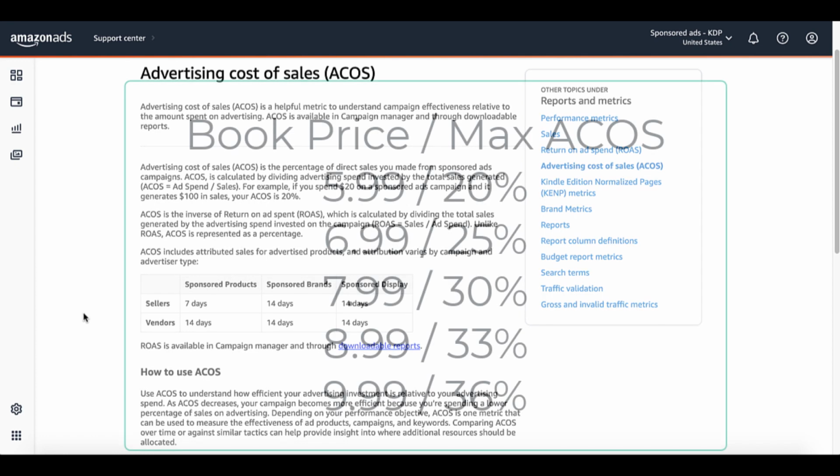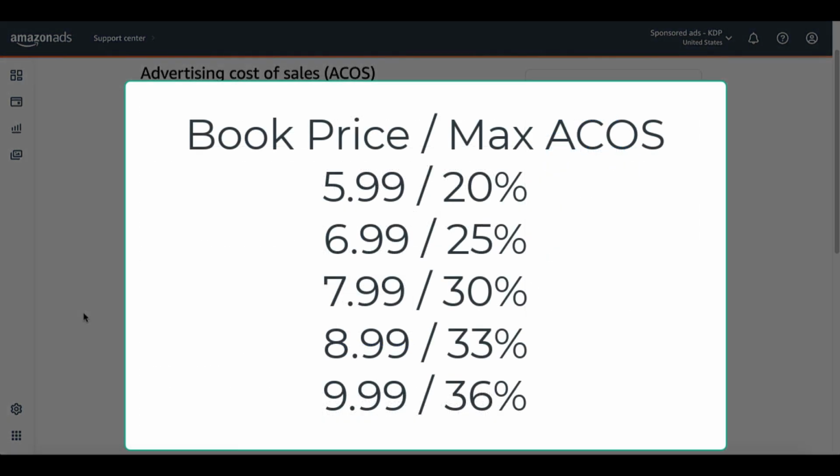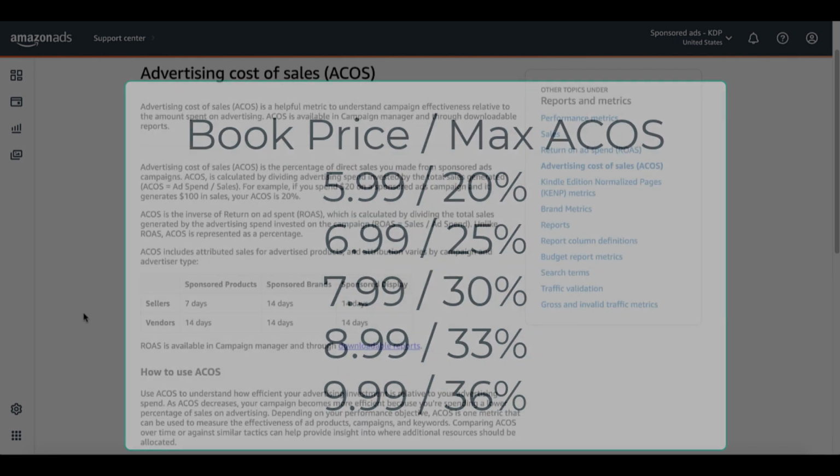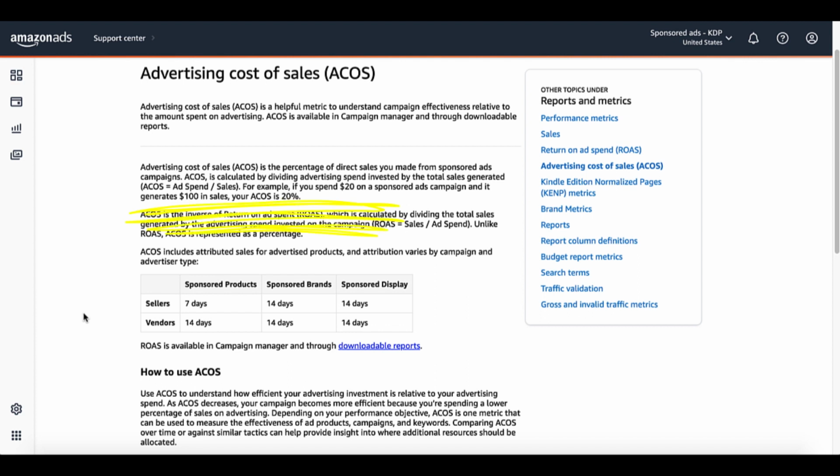ACOS is going to be dependent on the amount of royalty you earn per book based upon the amount you sell that book for, which is your royalty. So this is going to be different for every book based upon the type of book it is, whether it's a color book, a black and white book, how many pages. And this is configured again, ad spend divided by sales. Do this for each one of your books. Do this for each one of your campaigns.